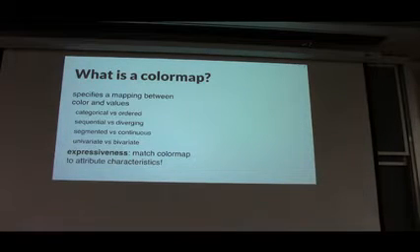So if we talk about color for visualization, we want to talk, of course, about color maps. And we'll be talking more about this. So a color map specifies a mapping between color and values. We need to distinguish between a couple of different classes of data, and we'll be talking more about this. For example, categorical versus ordered categorical, sequential versus diverging, segmented versus continuous, univariate versus bivariate. And so what we call expressiveness is matching a color map to the attribute characteristics.